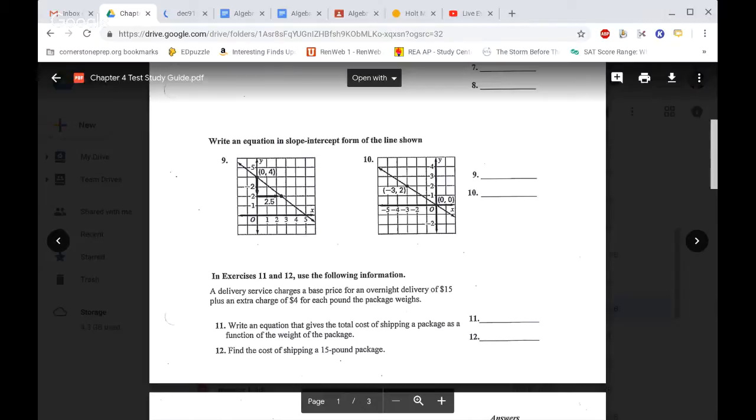So when that is the case, all you're doing is looking for the slope, which in this case, you could just write as -2 over 2.5, because they're actually giving you the slope. So y equals -2 over 2.5 x plus 4.